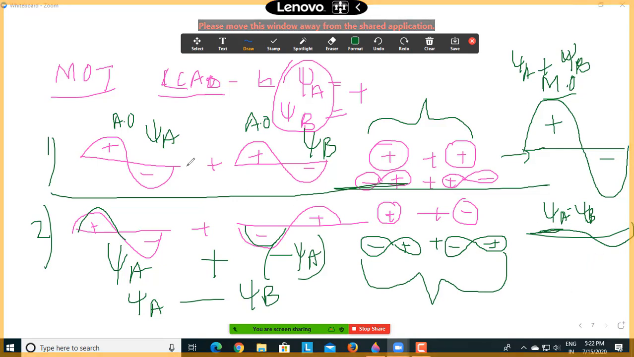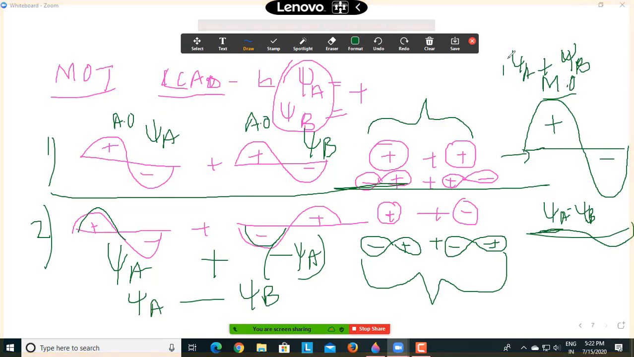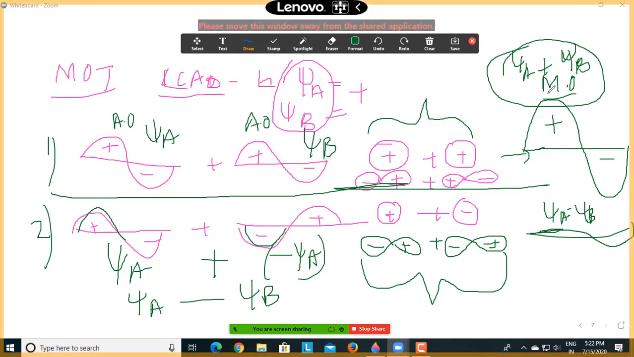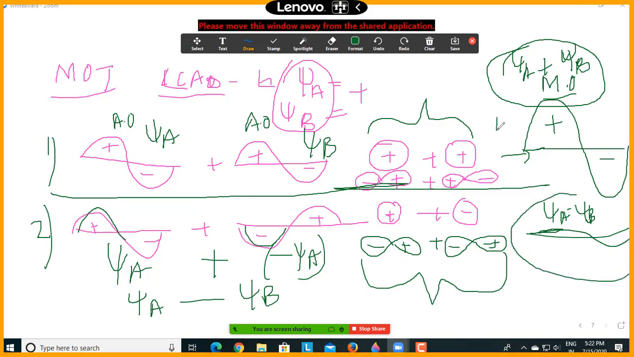When they are mixing constructively, this is constructive interference. In physics you will study that due to mixing of two waves, there will be two types of interference. One is constructive interference, another is destructive interference. In constructive interference you will get maxima, that is antinodes.